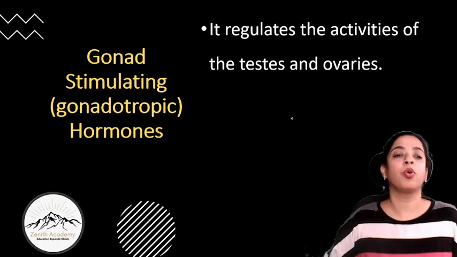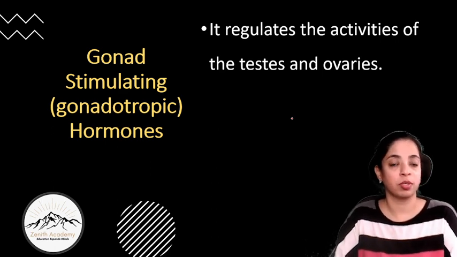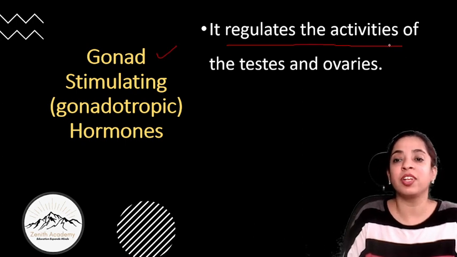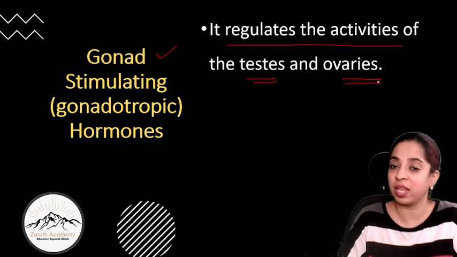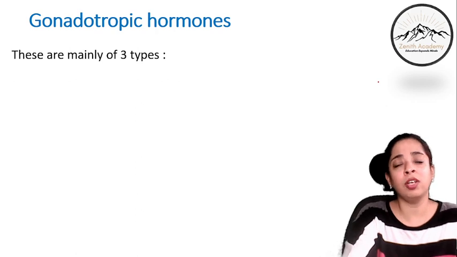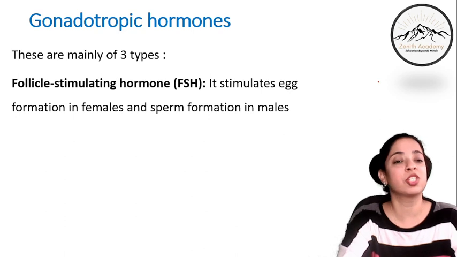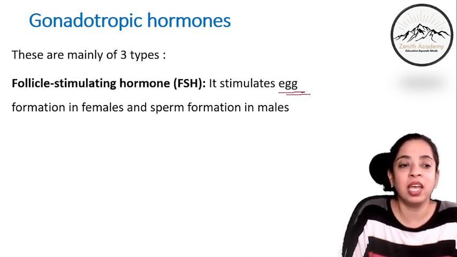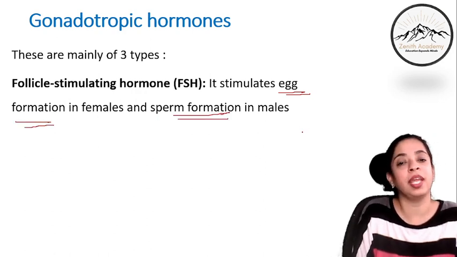Now we'll talk about gonad stimulating hormones, or gonadotropic hormones. As the name suggests, gonad. So it regulates the activity of the gonads. Testis is the male gonad, ovary is the female gonad. Gonadotropic hormones are basically of three types. First is follicle stimulating hormone. It stimulates the egg formation in females and sperm formation in males.